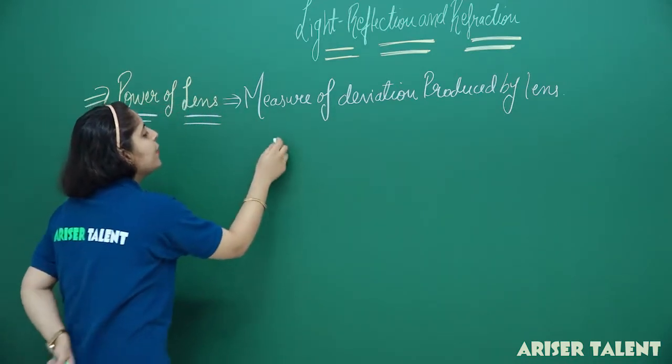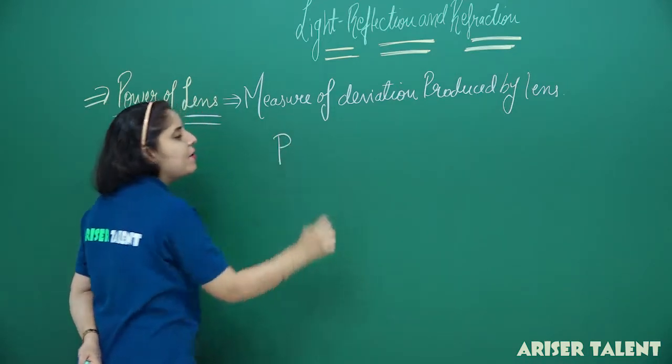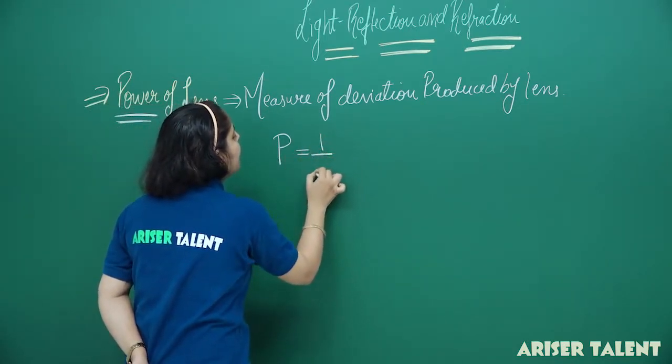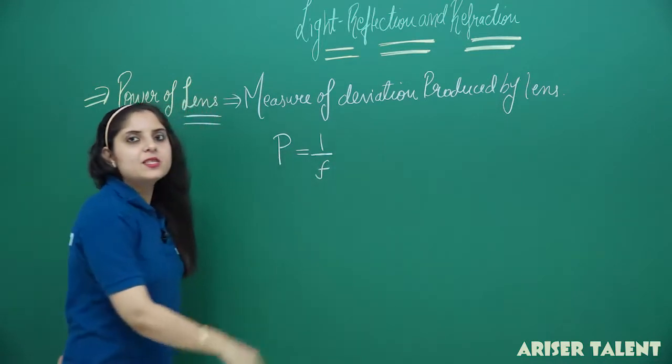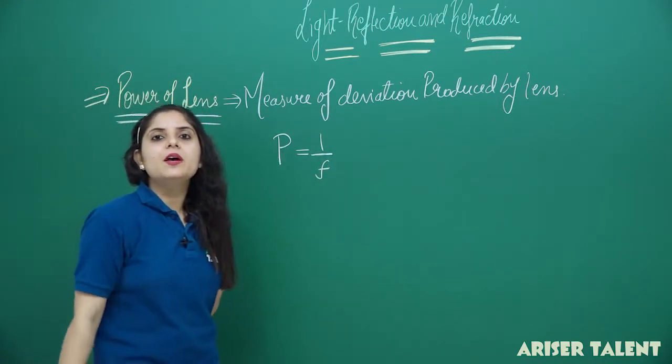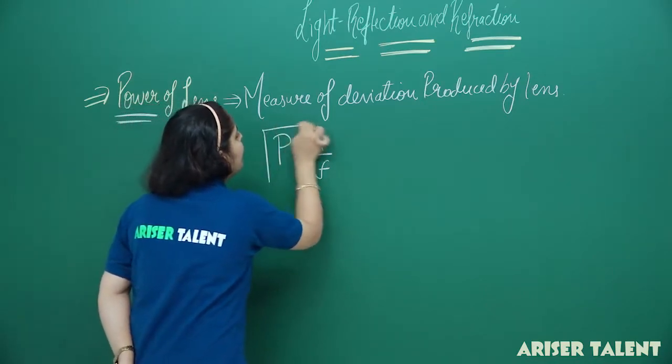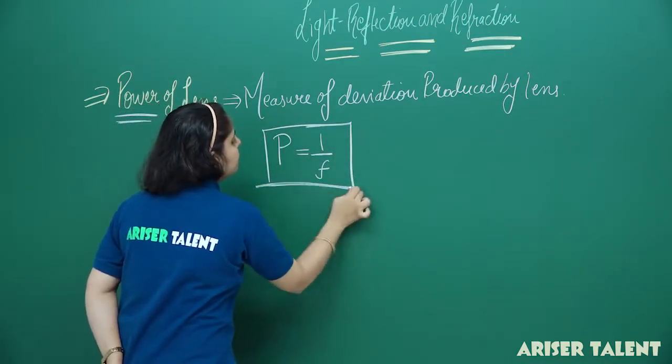Now, how will you denote the power? We will denote the power simply by P. And its formula will be 1 upon small f. And what is small f? Small f will be the focal length of that particular lens. So, P will be given by 1 by f.